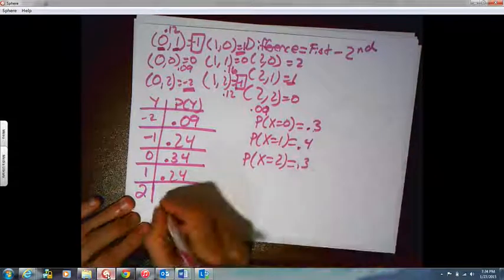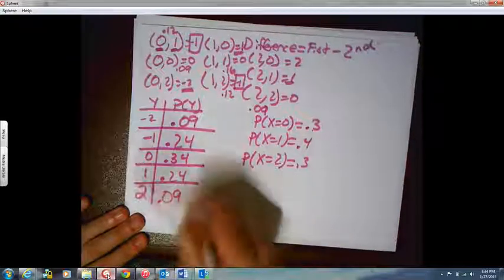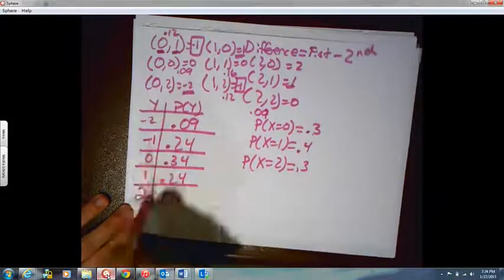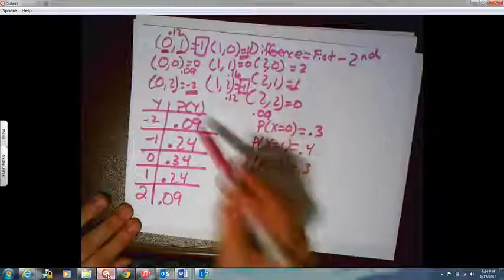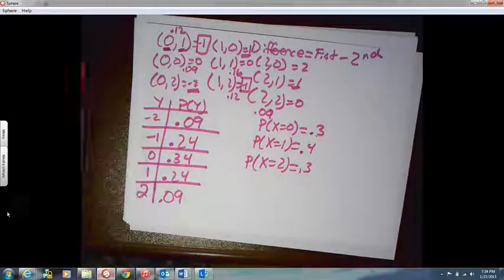So here is the distribution for Y. So how did I do this? I said, what are the possible values of Y? And what is the probability of each one? And then I just simply computed them. So there is number 5.